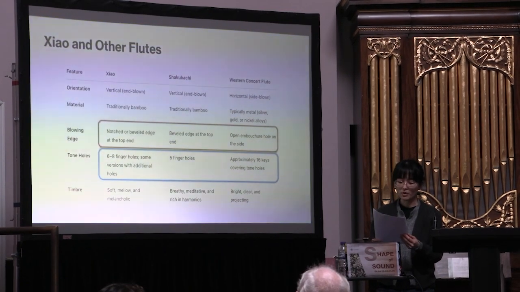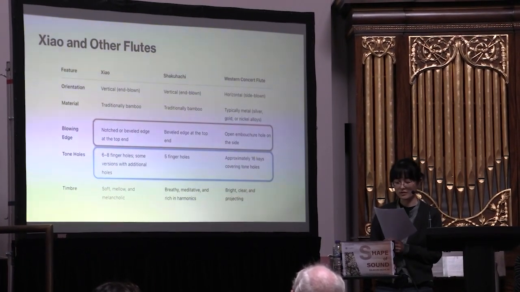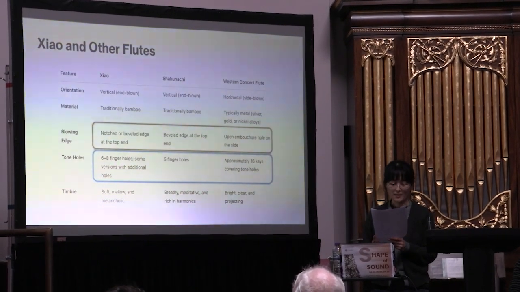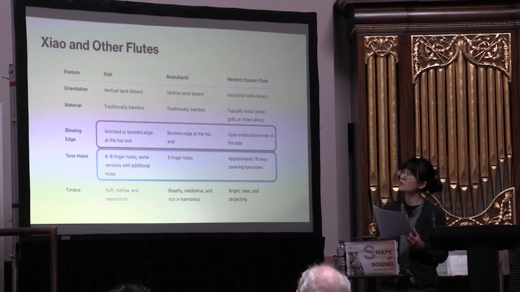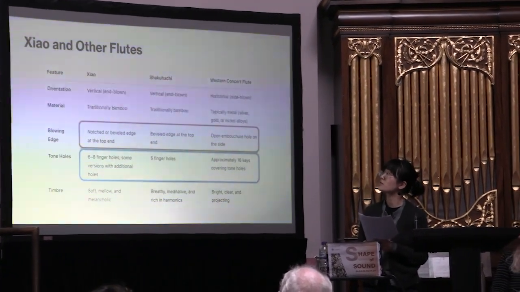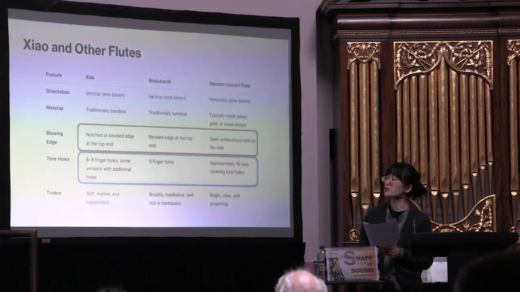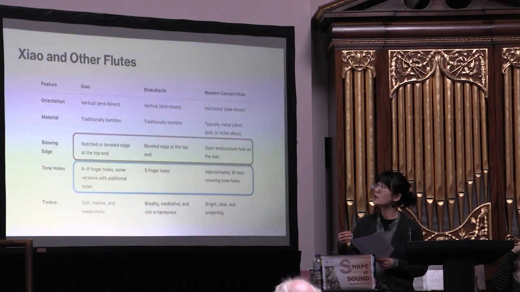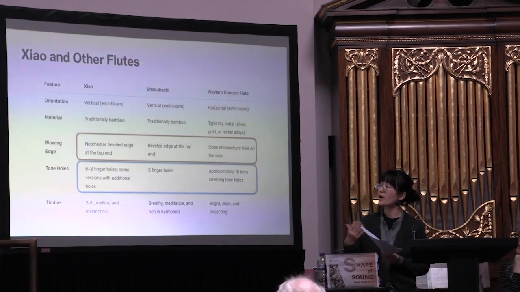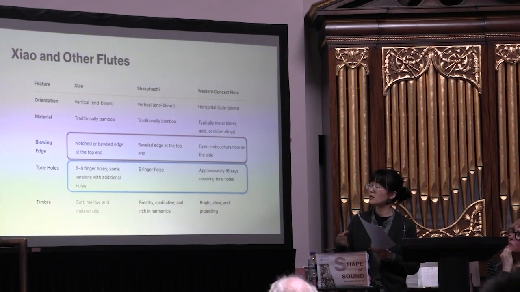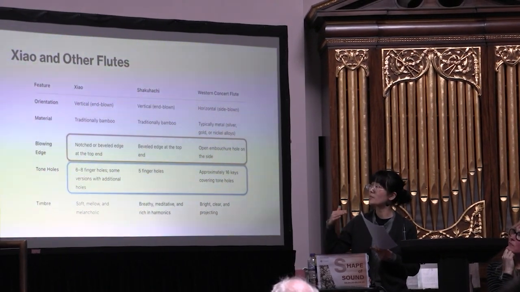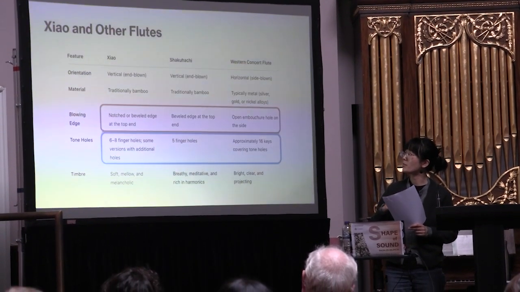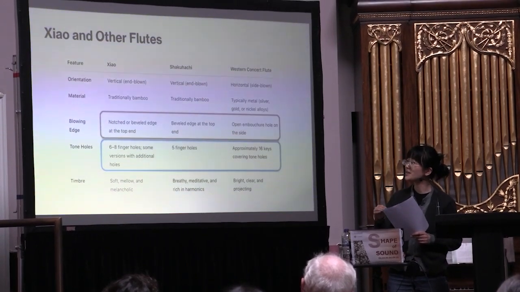So before we model the shell effectively, we need to compare it with other flutes, especially those that have already been studied or modeled. Let's briefly compare the shakuhachi from Japan and the Western concert flute. I think the major differences lie in the blowing edge and the tone holes. For shakuhachi and shell, they both have a notched or beveled blowing edge at the top end, while a Western concert flute actually has an open embouchure hole on the side.